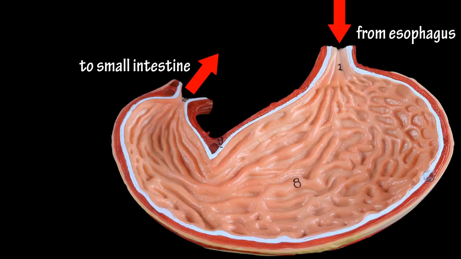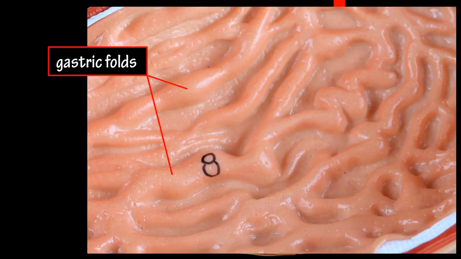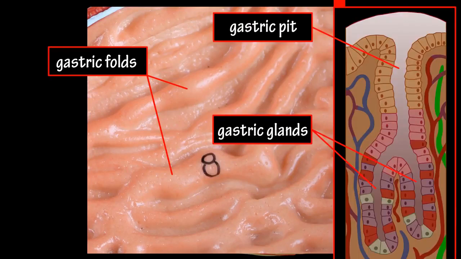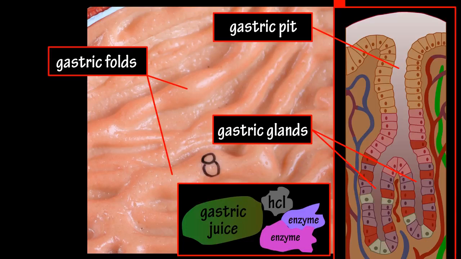The inner lining of the stomach has a rough appearance made by gastric folds. These folds have gastric pits, which contain gastric glands. These glands secrete most of the gastric juice released in the stomach, and this juice is a mucus fluid that contains mainly digestive enzymes and hydrochloric acid.